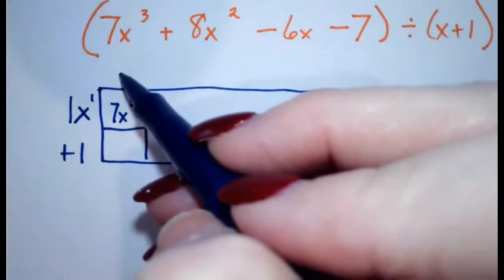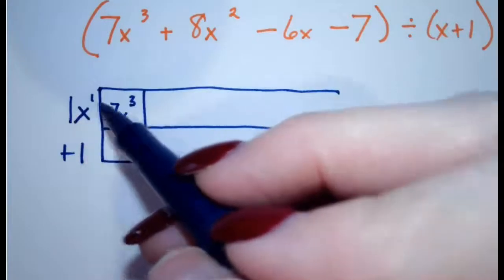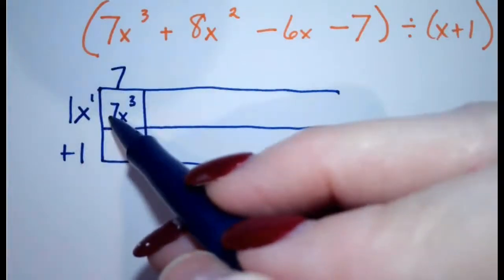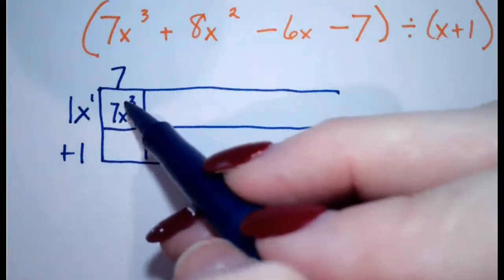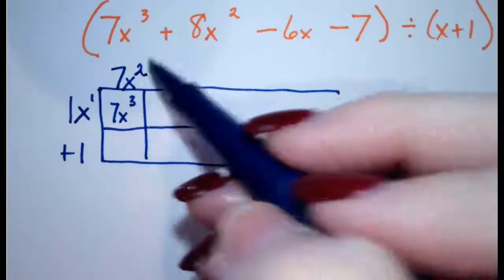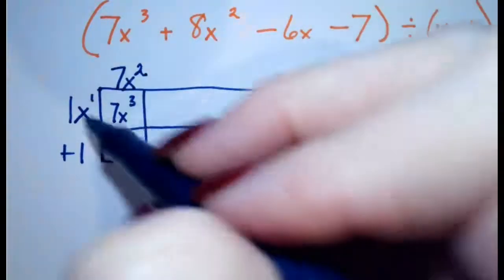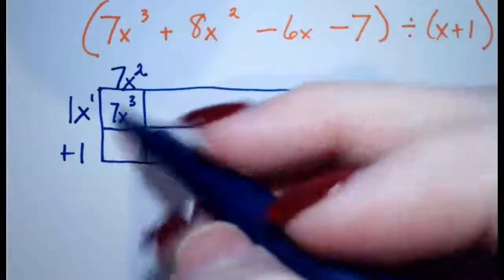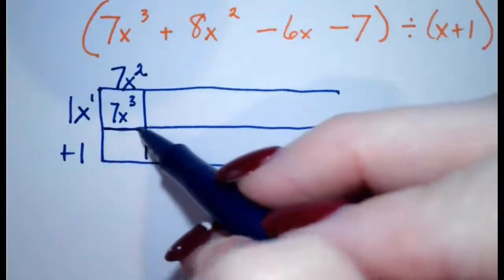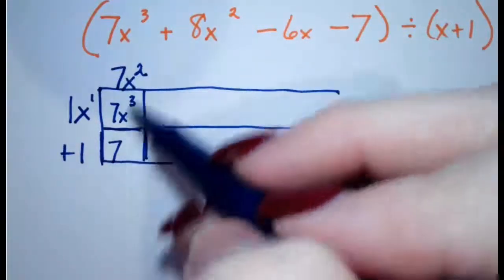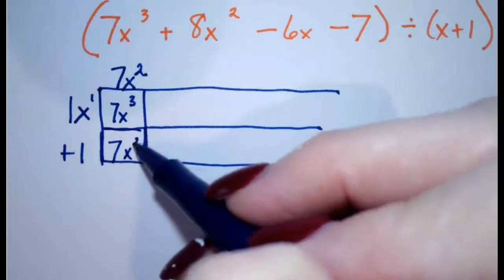If I multiply this times 1, I get 7. So 7 times 1 is 7. I need 3 x's. I've got 1, so I need 2. So I went backwards trying to fill this out. Now that I've gone backwards, I can fill out this box right here. 7 times 1 is 7, and I just have an x squared.